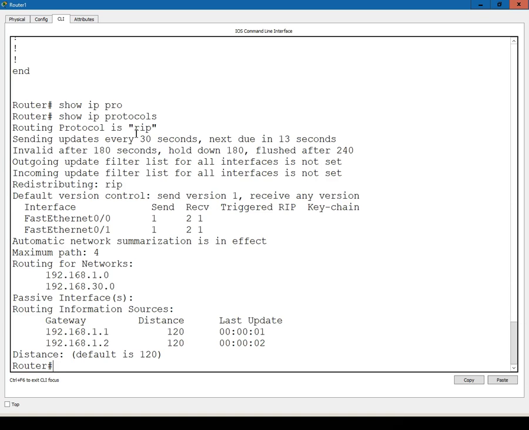Routing protocol is RIP, sending updates every 30 seconds. RIP is going to be a distance vector protocol. It's a broadcast protocol, sends an update every 30 seconds, which is kind of worrisome to the network, I guess. It's routing for networks 192.168.1 and 30, so it's sending those. There aren't any passive interfaces, and passive interfaces are the ones that tell us to not play with that particular interface. The distance here is the administrative distance. Default is 120, and 120 is the administrative distance for RIP.